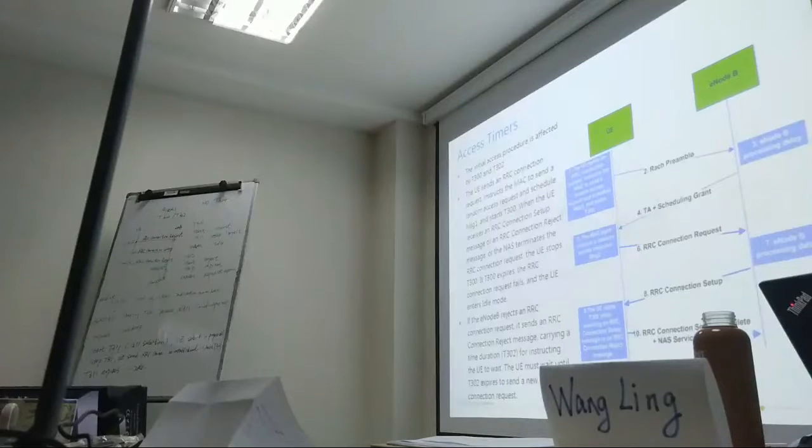So for T300 and T302, when the UE transmits the RRC connection request, it will start T300. When it receives the RRC connection setup, it will stop T300. If this expires, it will go to idle mode. If we receive an RRC reject, it will start T302. The UE should wait for this timer. If this timer expires, the UE will transmit a request again. Now we have already introduced it.